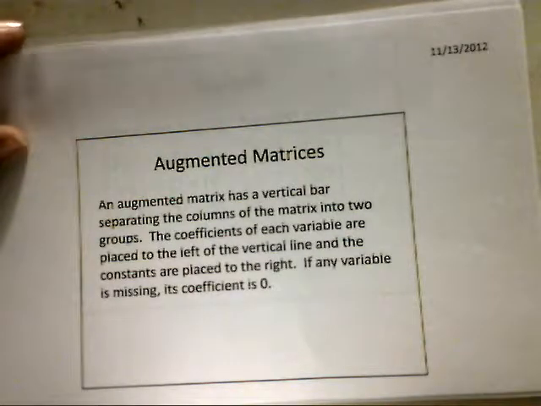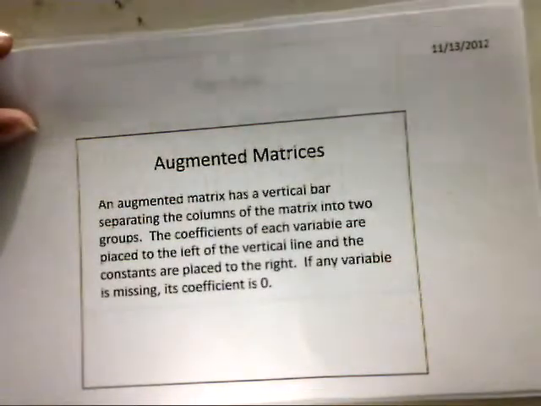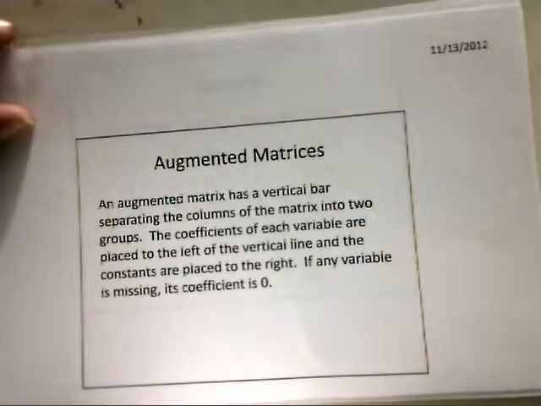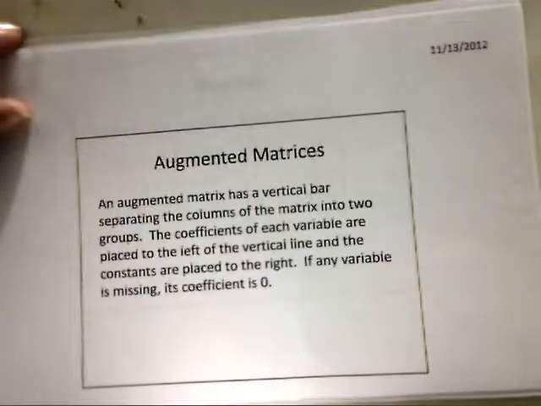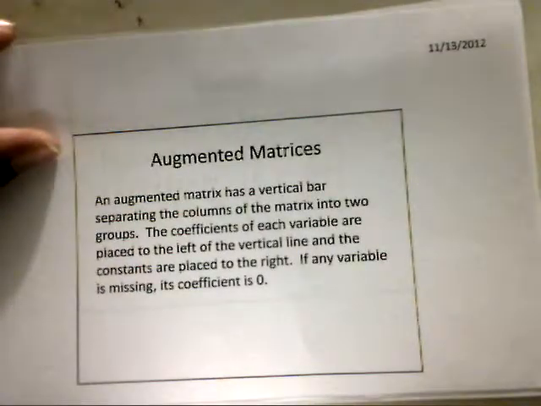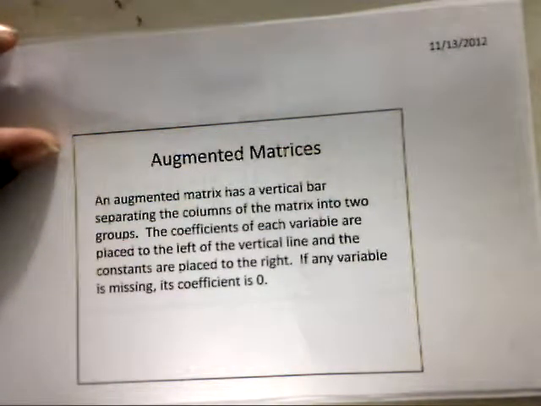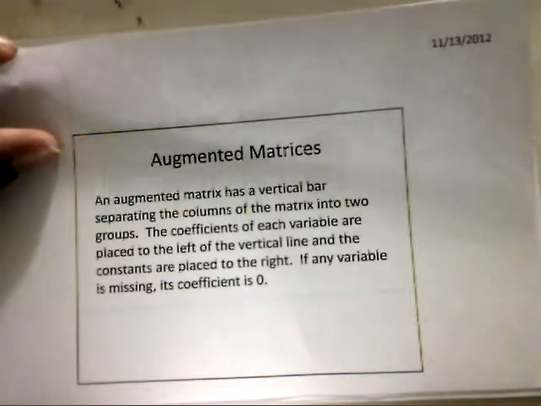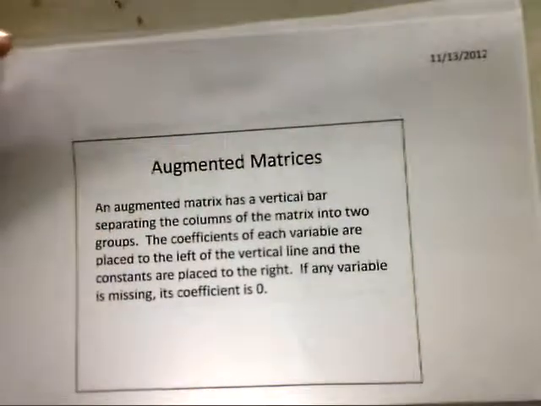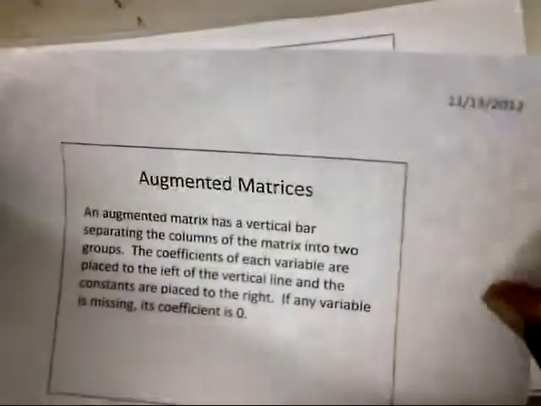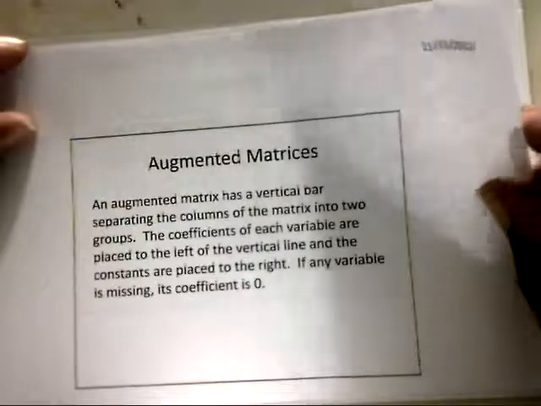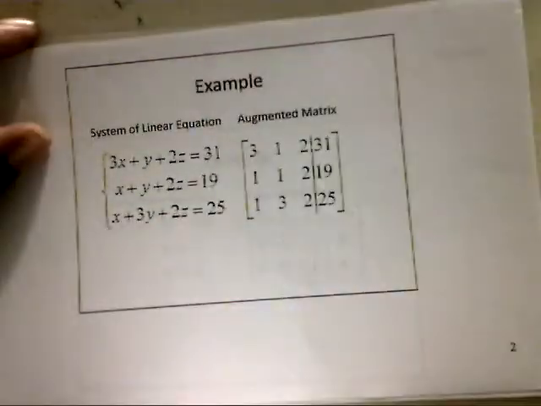All right, the next definition we'll look at is an augmented matrix. An augmented matrix has a vertical bar that separates the columns of the matrix into 2 groups. The coefficients of each variable, usually x and y, are placed to the left of the vertical line, and the constants are placed to the right. And if you have any variable that's missing, then its coefficient will be 0. So let's look at a couple of examples of what an augmented matrix looks like.